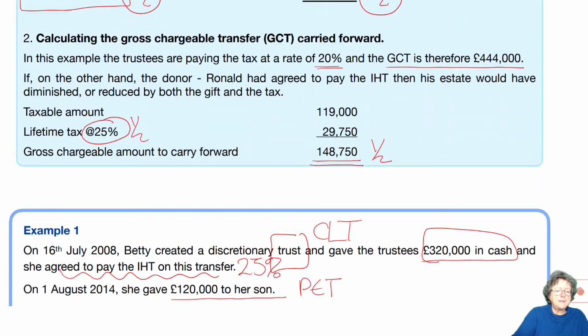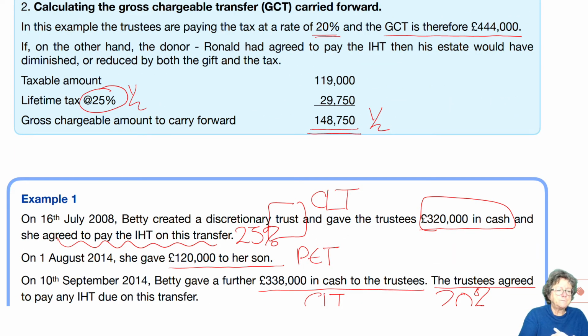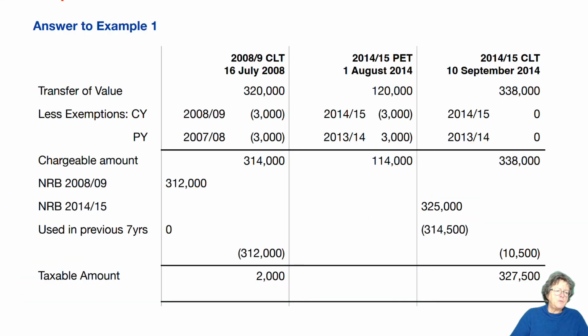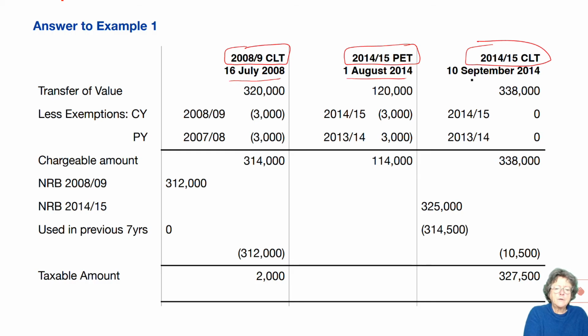All right, so let's have a look at the model answer. Now you notice we've put in whether it's a CLT or a pet, and we've had that information from the question. We've worked that out already. And you've noticed also that I have put the date and the tax year. Now I put that in because that helps making sure you get the correct annual exemptions. It's just another bit of a safety net for you.